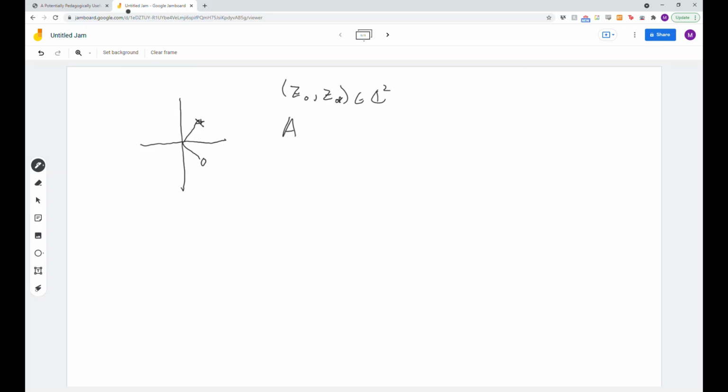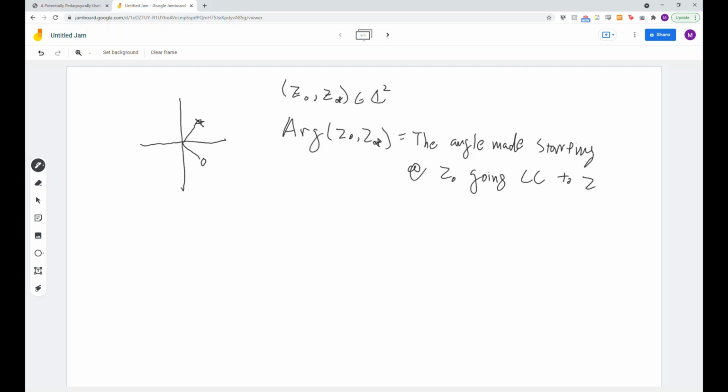And it will be very useful to come up with this other function we call arg of z circle, z star, to be the angle made starting at z circle going counterclockwise to z star.